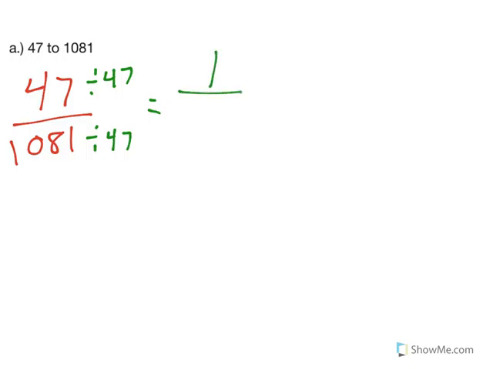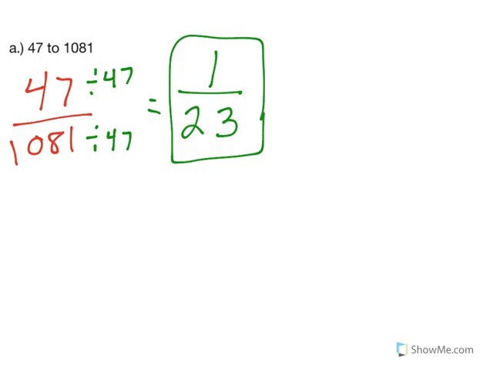I know that 47 divided by 47 is 1, but what is 1081 divided by 47? And when you plug that into your calculator, you come up with 23. Since it comes out nicely, that's our reduced fraction. If, when you plugged it in, it did not come out nicely, you would not be able to reduce that fraction. So we're kind of lucky in this case.